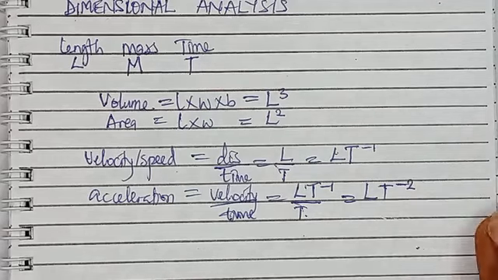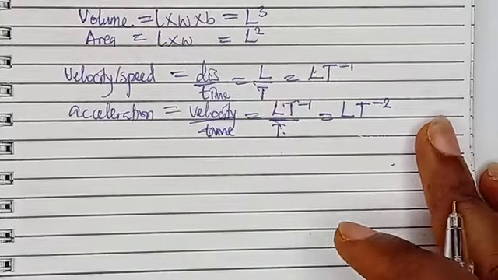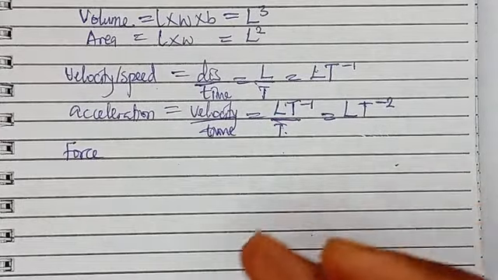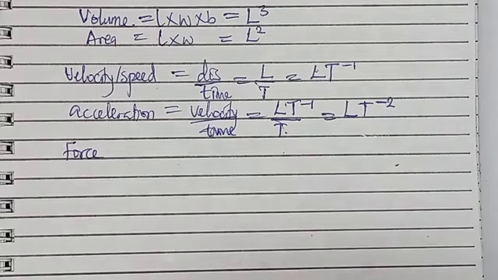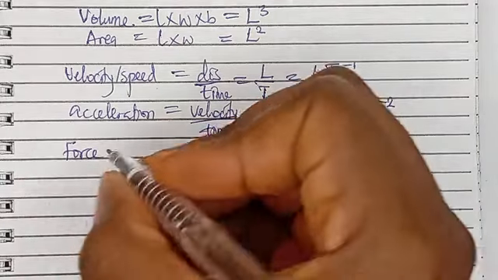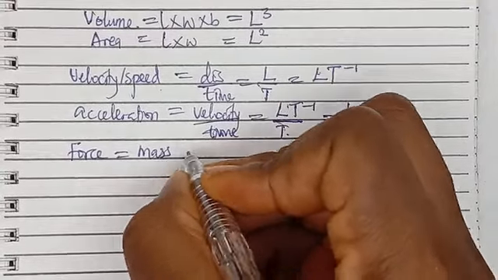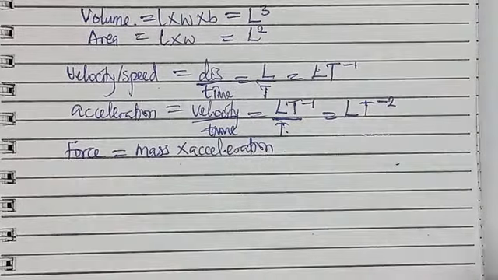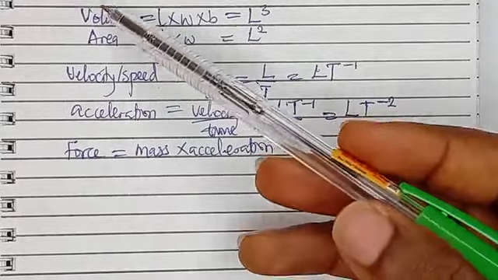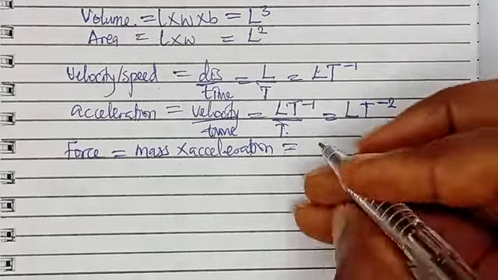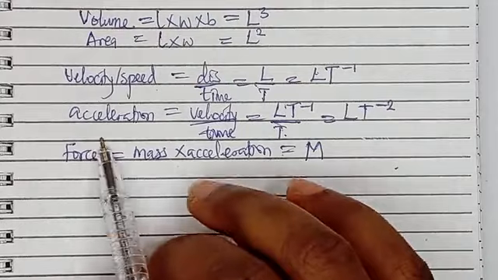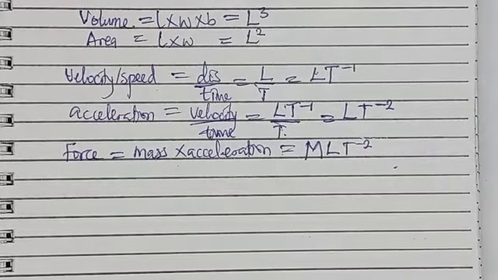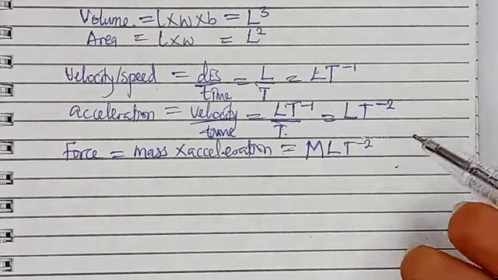Now let's get the dimension of force. By now you already know the drill. If you're told to get the dimension of any physical quantity, what you start with is the formula. We have that force is equal to mass times acceleration. The dimension for mass is capital M. And from what we have done so far, acceleration is length per unit time squared. So this is the dimension for force.